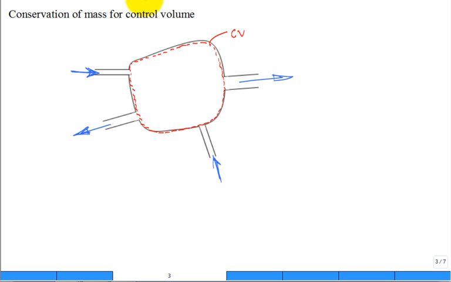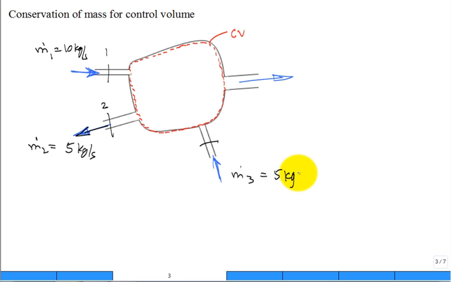And we could talk about the mass flow rate coming in. Let's call this one inlet 1. We'd say, oh, the m dot 1 is 10 kilograms per second. And m dot 2 is an exit, and because we already know the direction of the flow, we won't put a negative sign on it. We'll just say it's 5 kilograms per second. Something like that, I'm making up some numbers. And then m dot 3 is an inlet, and maybe it's 5 kilograms per second. And m dot 4 is an outlet flow, and maybe it's 10 kilograms per second.